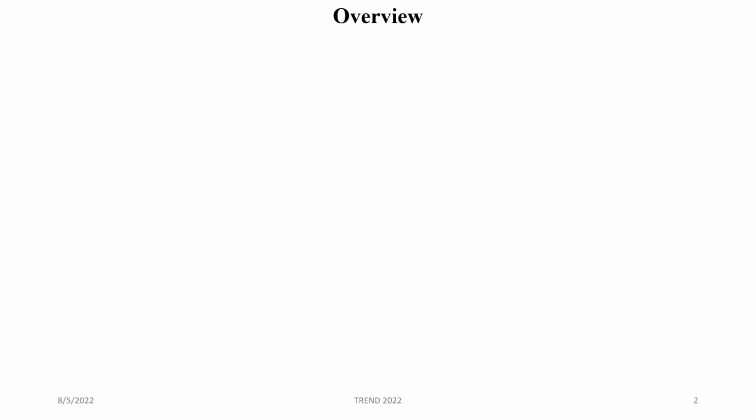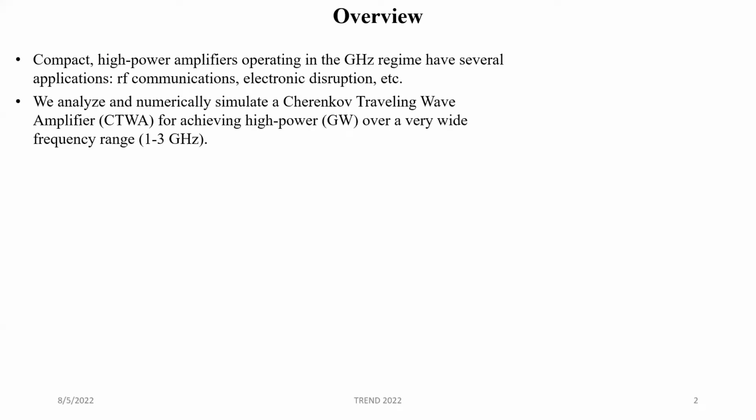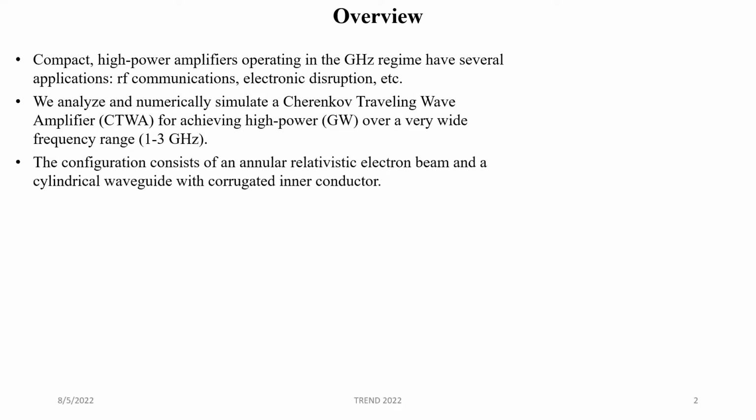So first, a quick overview. Compact, high-power amplifiers operating in the gigahertz regime have several applications ranging from RF communications to electronic disruption. So we analyzed and numerically simulated a Cherenkov traveling wave amplifier to achieve high power on the order of a gigawatt over a very wide frequency range from 1 to 3 gigahertz.